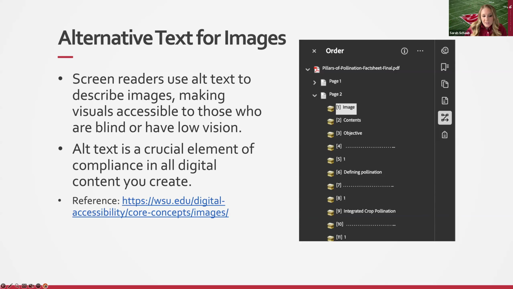The reference that you can go to for this is on the WSU Digital Accessibility website. If you want more information on alternative text, it's a great resource for all of the core concepts for digital accessibility. You can access that resource at www.wsu.edu/digital-accessibility/core-concepts/images. I would bookmark that site. There's a lot of really useful information in there. It really is our go-to for all things digital accessibility.